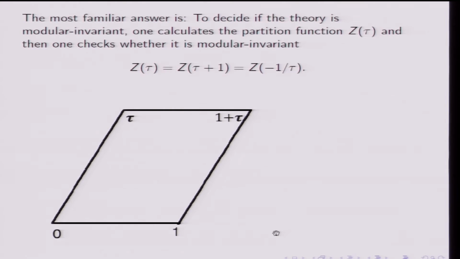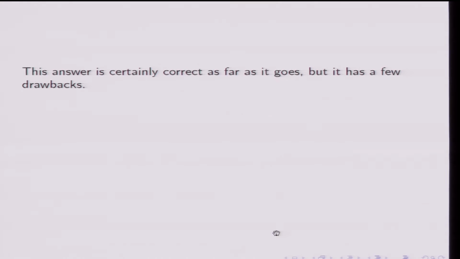So we work on a Riemann surface of genus 1, defined by a Taylor parameter in the upper half plane, and the definition of whether the theory is modular invariant is whether it is invariant under modular transformations. So you can certainly answer the question, is the theory modular invariant, by calculating z of tau and just checking whether it's modular invariant. I'm pretty sure that's the answer most people would give, and it's certainly correct as far as it goes.